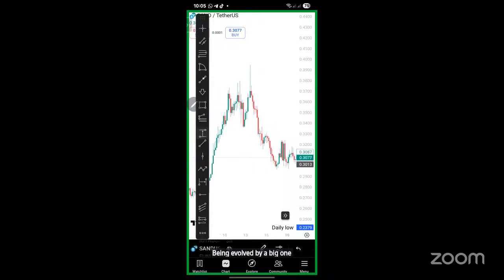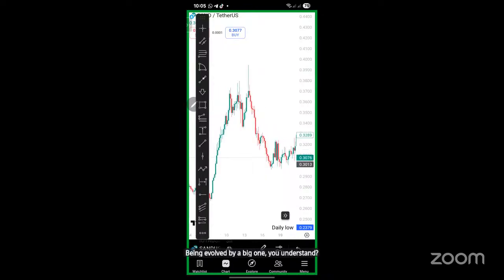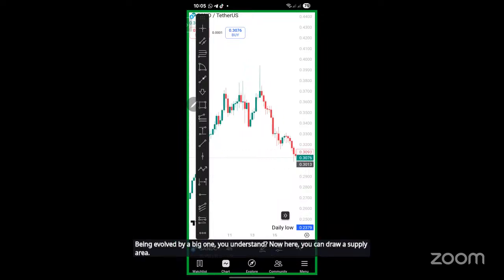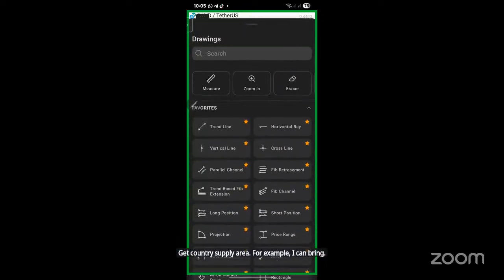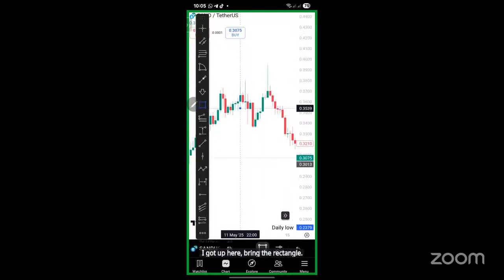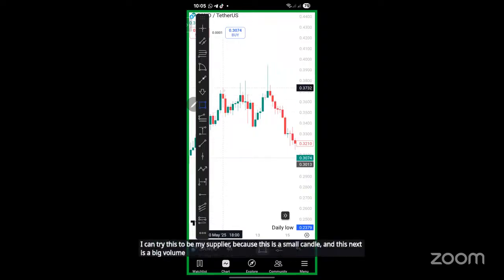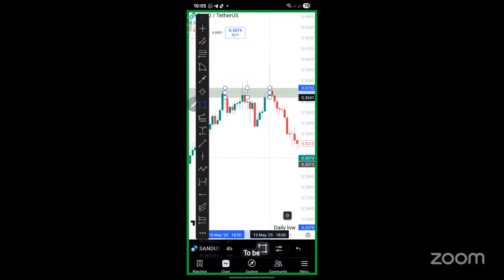You understand? Now here, you can draw a supply area. For example, I can tap here, bring the rectangle. I can try this to be my supply because this is a small candle and the next is a big volume candle. So I can take this one to be a supply. This pen is disturbing. All right, let me take it like this.